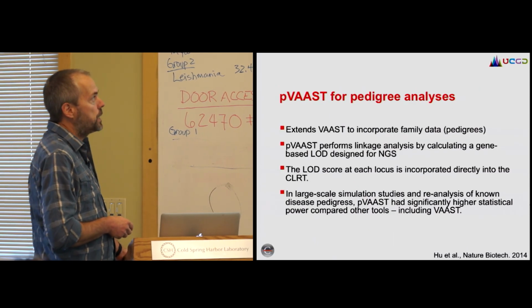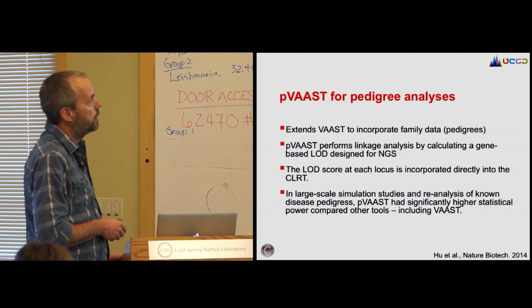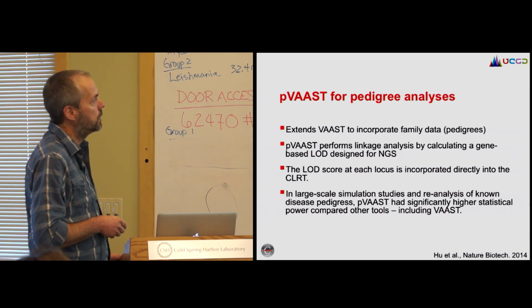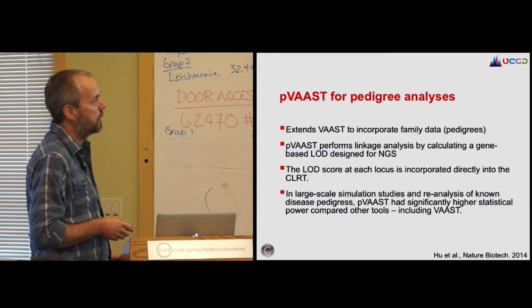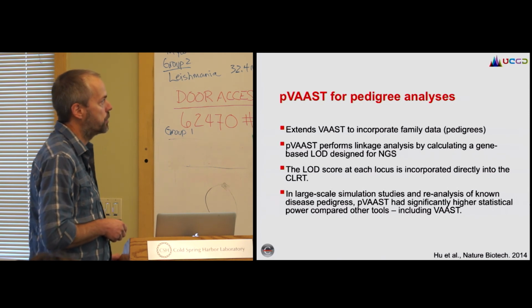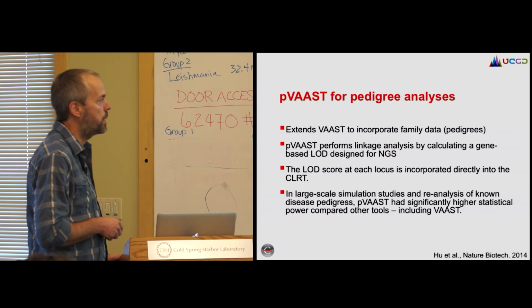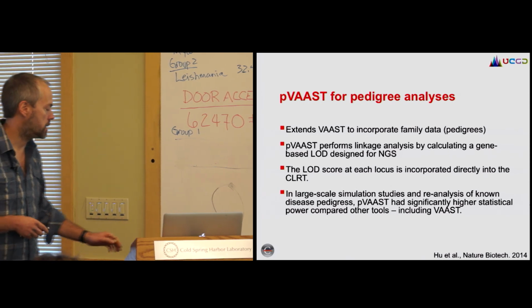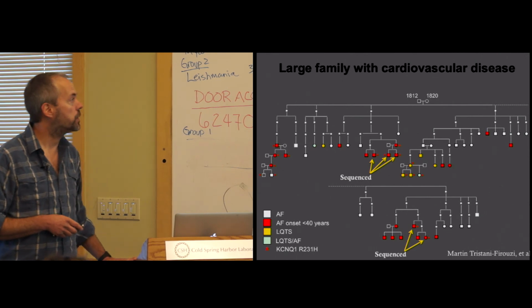So PVAST, I mentioned this a little bit before, but it extends VAAST to incorporate pedigree data. I already described the design of the LOD score, and that the LOD score, once calculated at each locus, is then incorporated directly into the composite likelihood ratio test. And in large-scale simulation studies and reanalysis of known disease pedigrees, PVAST did significantly well, certainly outperforming VAAST, and I'll show you a slide on that.